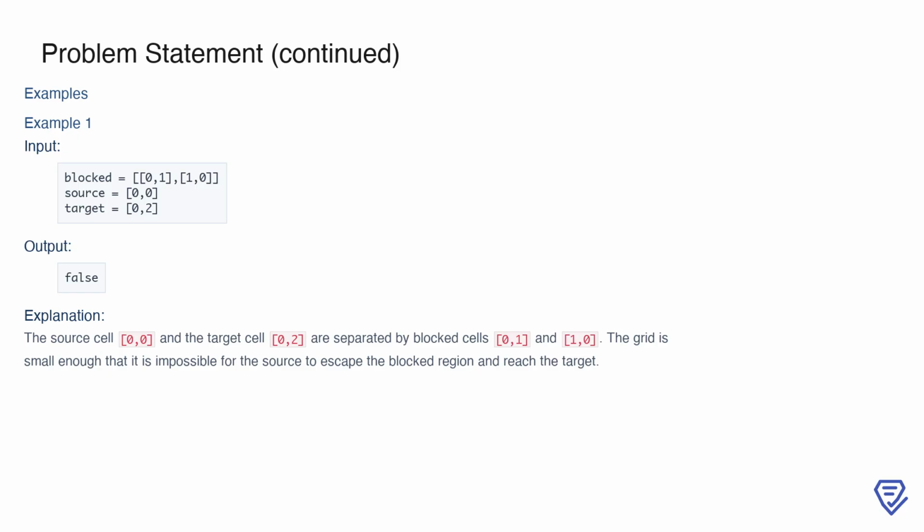Here, the blocked cells are at coordinates [0, 1] and [1, 0], the source is at [0, 0], and the target is [0, 2]. The output is false because the source and target are separated by the blocked cells. Specifically, the blocked cells create a small region around the source that prevents any movement toward the target. In this case, the grid is effectively limited to a very small area around the source, making it impossible to escape the blocked region and reach the target.